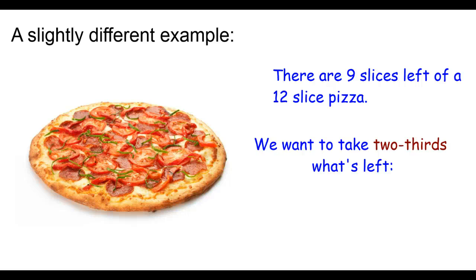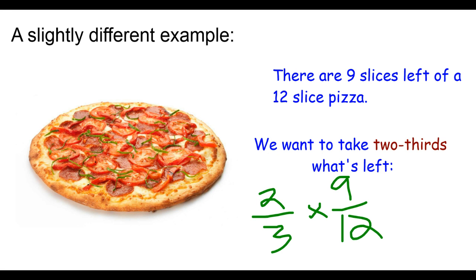Let's say we have 9 slices out of the 12-slice pizza left, and we want to take 2/3 of that. So now we have 2/3 that we're multiplying, but we're looking at 9 out of 12, or just 9 slices. Let's find the fraction of the pizza that we're looking at. We could take 2/3 times 9, and 2/3 of 9 is 6. But we're looking at the fraction of the original pizza. So 9/12 is what we started with. 2/3 of that is what we want to take.